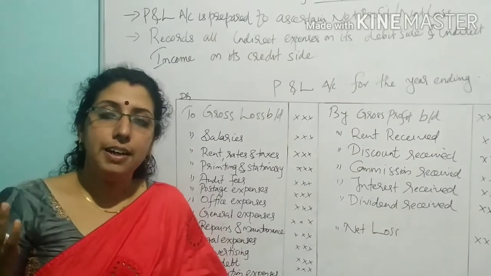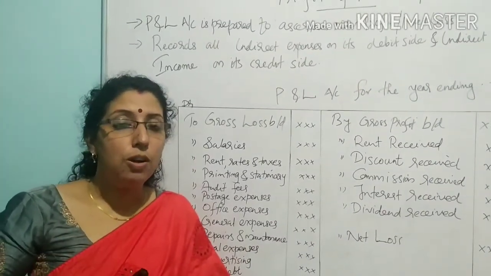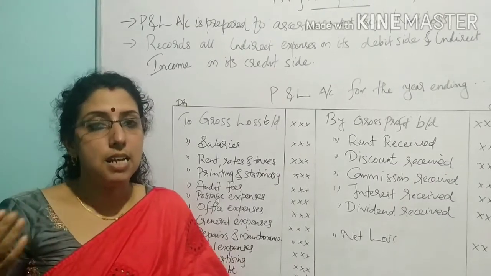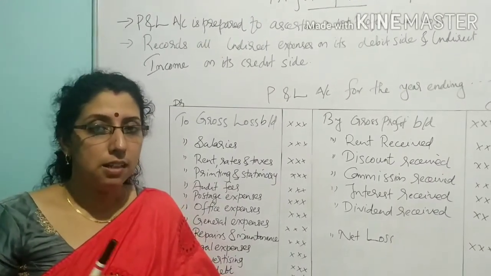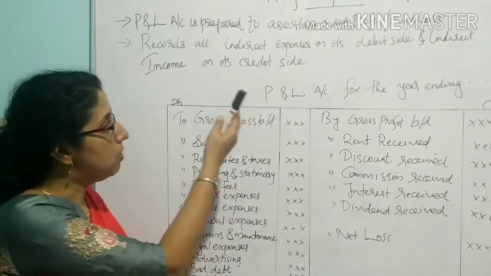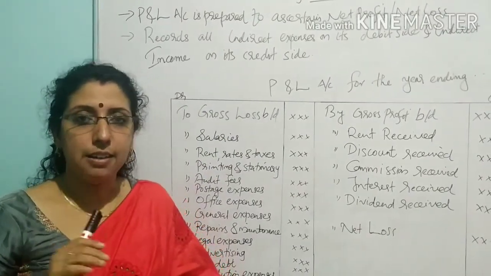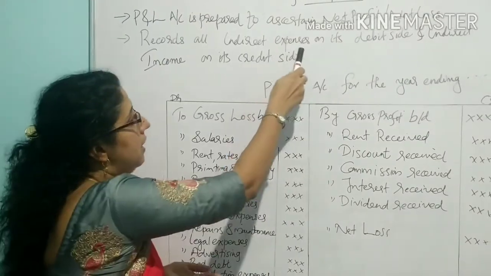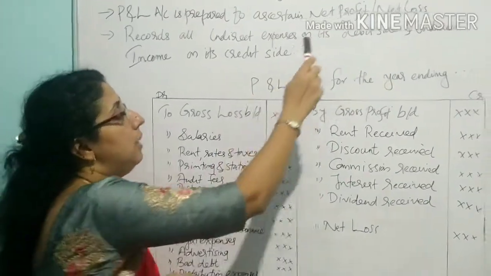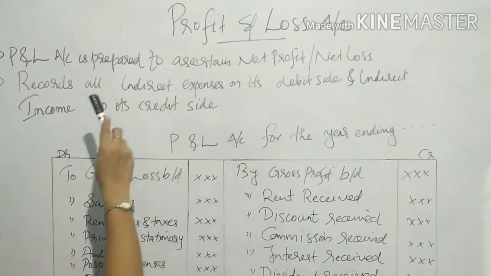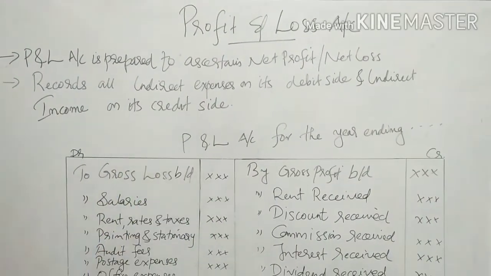See, in our trading account, we show all direct expenses on its debit side and sales and closing stock on its credit side. But in profit and loss account, we record the indirect expenses, not direct expenses. Only indirect expenses, they are shown on the debit side of profit and loss account. And those indirect incomes are shown on its credit side.